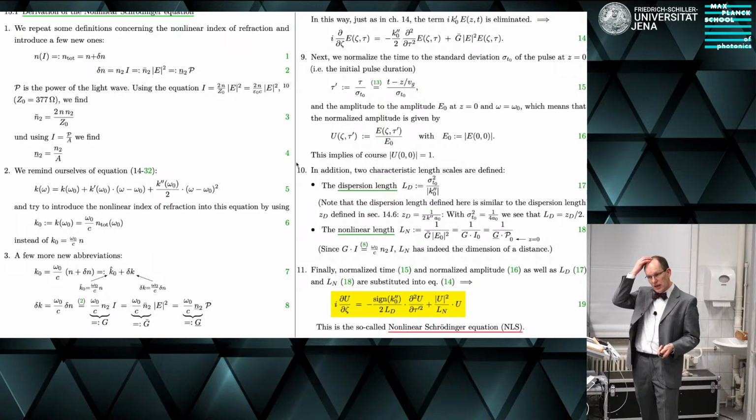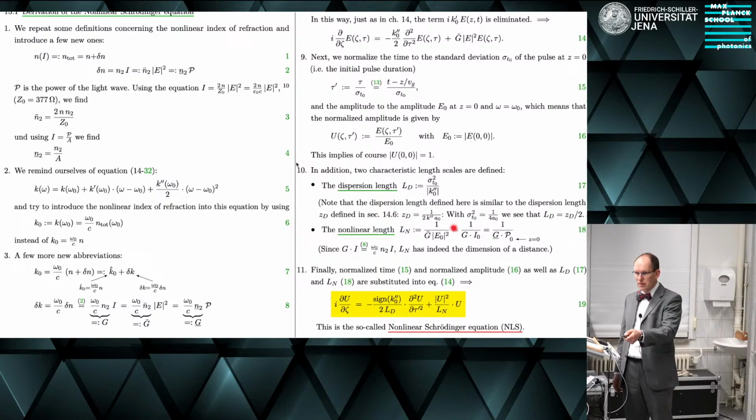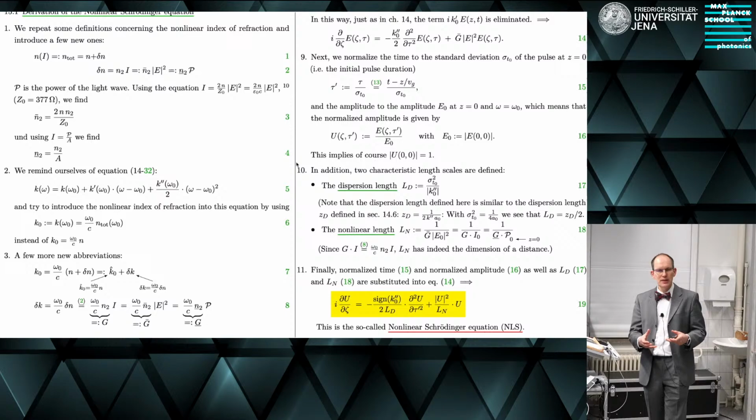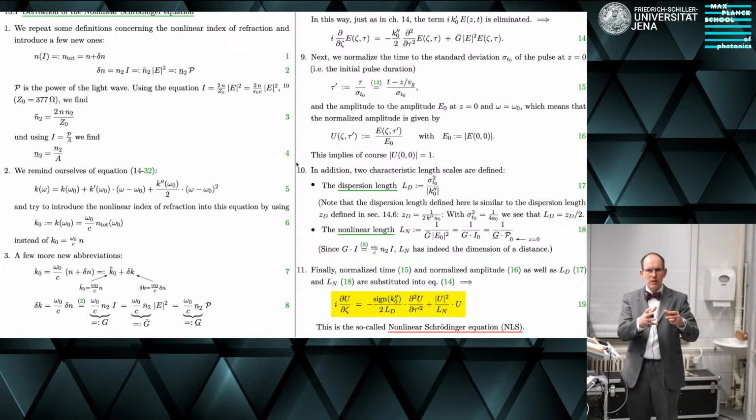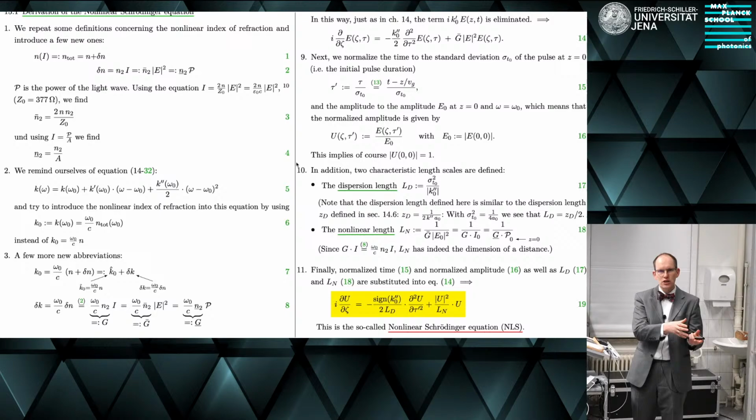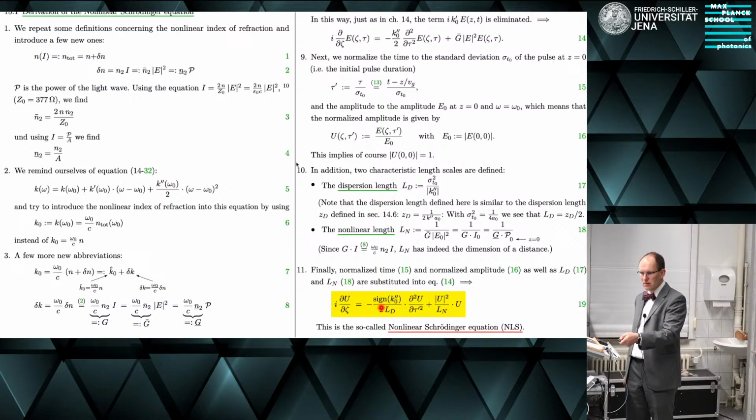And now if you put things together, this normalization and here this tau prime, then you arrive at this equation. The kind of nice thing here is that we now have the dispersion effect that we were dealing with in chapter 14 in this term here, and the nonlinear effect only in the second term. Well, of course, you could also infer this from the differential equation already, but I think here it's a little bit clearer.